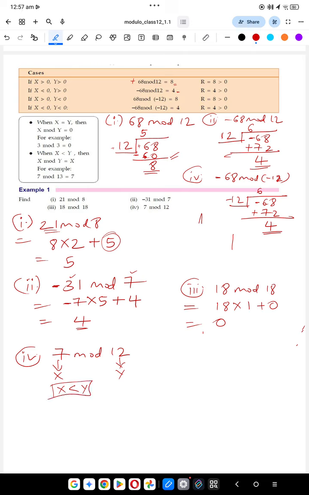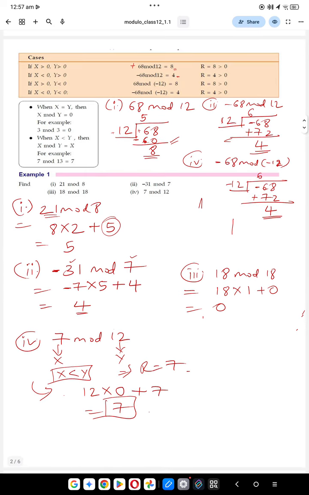So directly we can say the remainder is equal to 7, or by looking into the concept, what will it be? 12 multiplied by 0 plus 7 equals 7. Since 7 can't be a multiple of 12, that's why we have got 7 as the answer. Now let's proceed with the further cases.